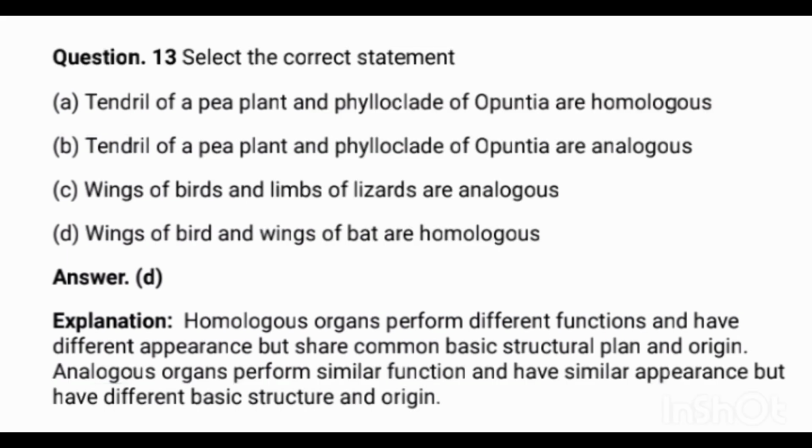Question 13. Select the correct statement. Answer: D. Wings of bird and wings of bat are homologous. Explanation: homologous organs perform different functions and have different appearance but share common basic structural plan and origin. Analogous organs perform similar function and have similar appearance but have different basic structure and origin.